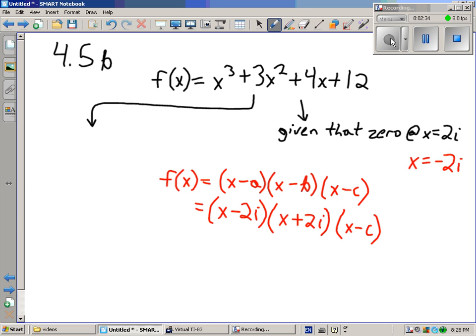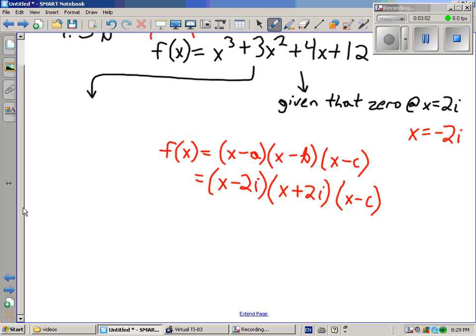All right. Now, instead of dividing x minus 2i and x plus 2i into our original function right here, what I'm going to do is first FOIL these guys together so that we have a simplified polynomial with all real terms. And that's going to make our life a lot easier there.